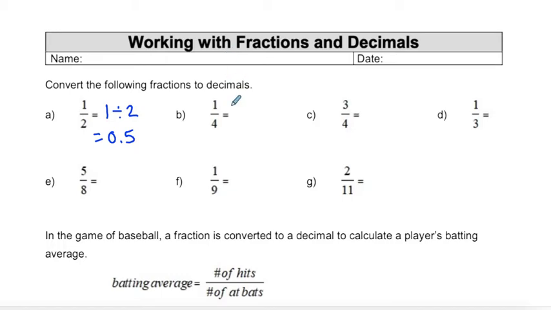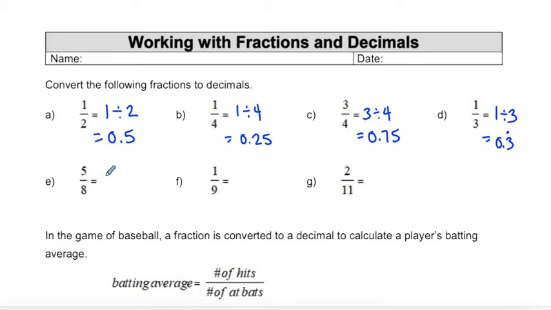Moving on to example B. 1 over 4 is the same as 1 divided by 4. And 1 divided by 4 is 0.25. 3 over 4 is the same as 3 divided by 4, which is 0.75. 1 over 3 is the same as 1 divided by 3. And 1 divided by 3 is 0.3 repeating. So we need to put the dot above the 3 to represent that.